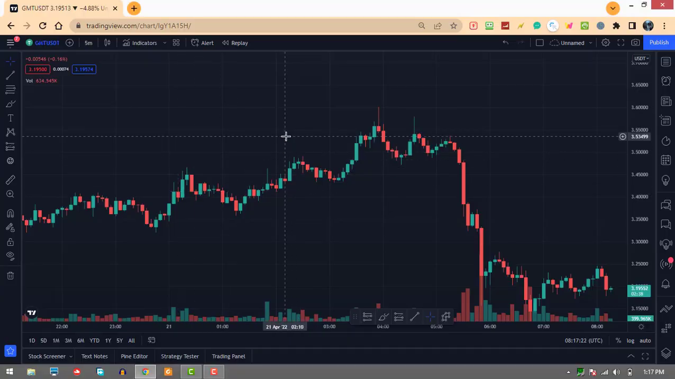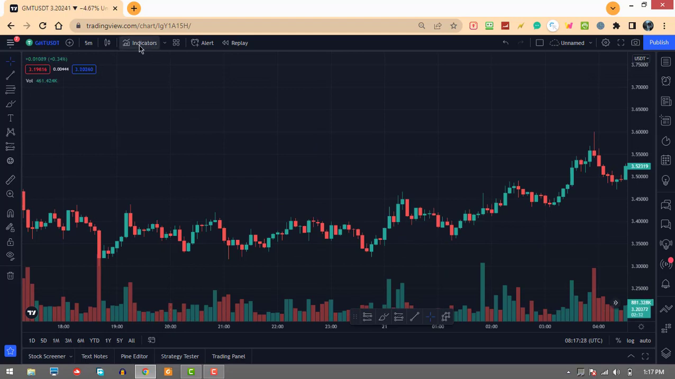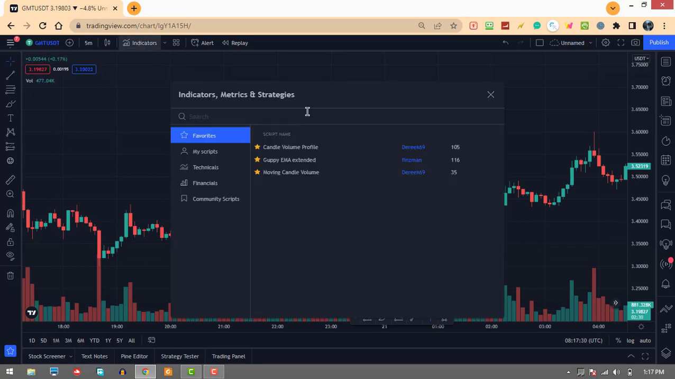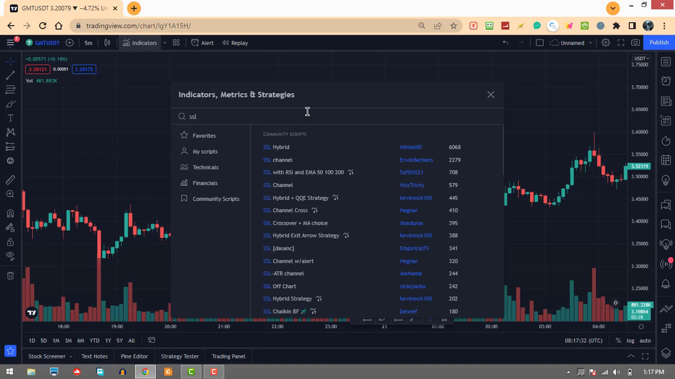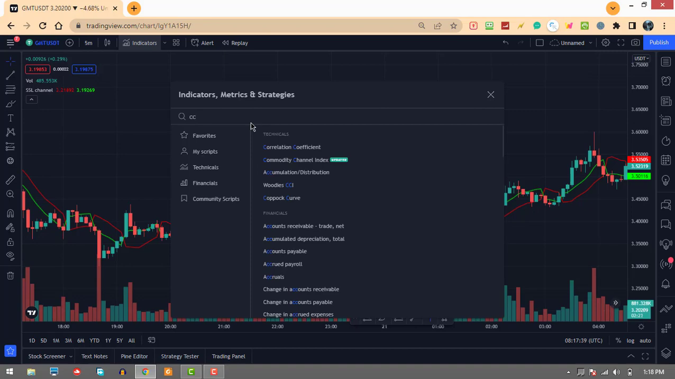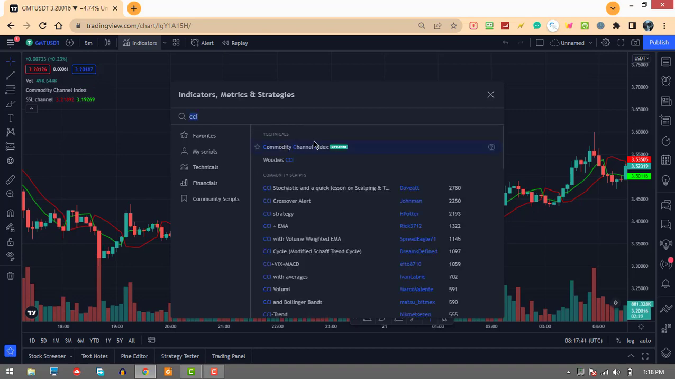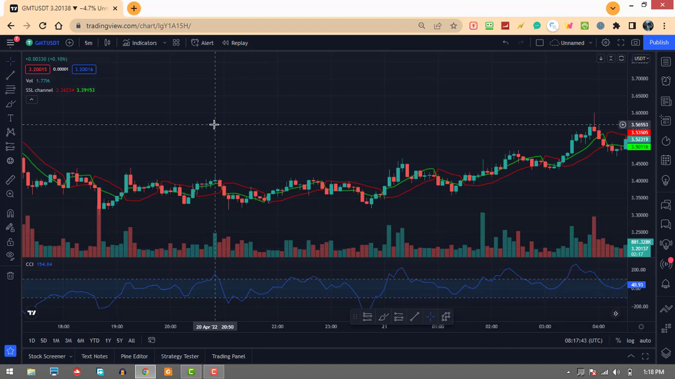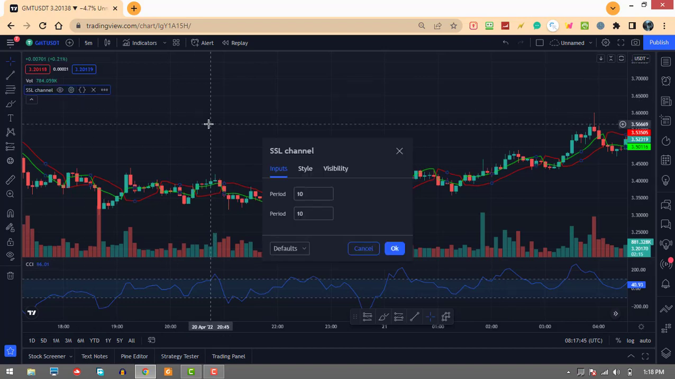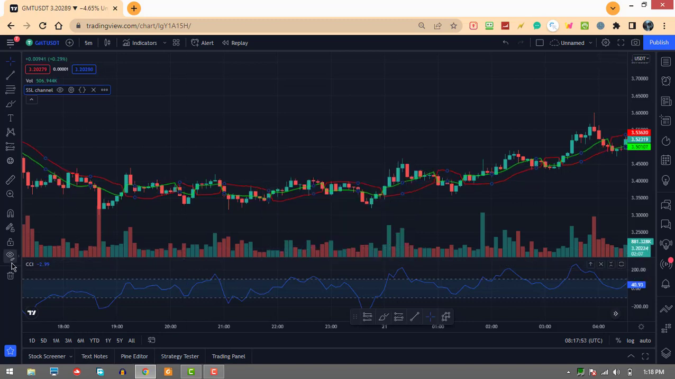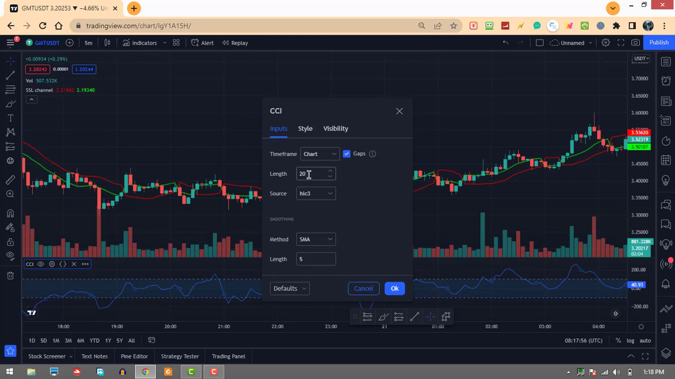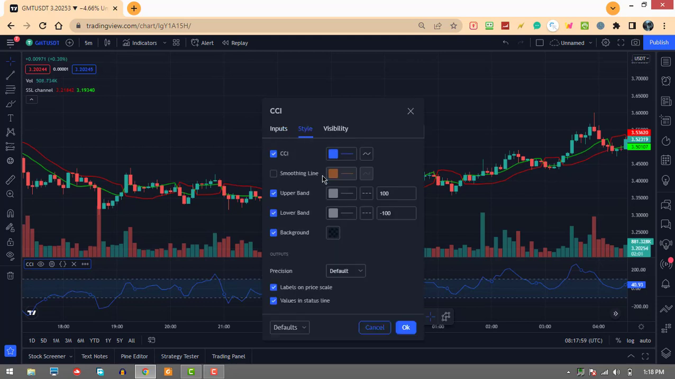So viewers, first of all, for this strategy we'll need only two indicators. The first one is called SSL channel, and the second indicator is called commodity channel index, this one CCI. So we'll do settings. First of all, go to SSL channel and change the setting to 13, both periods. Okay, all right. So the second is we will do the styling of CCI.